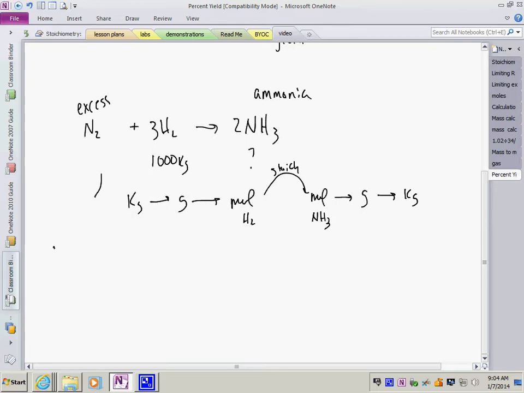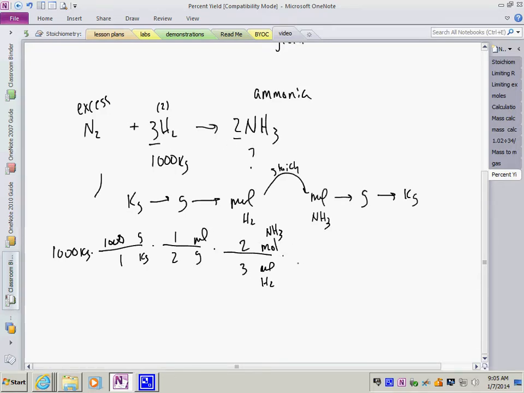So let's do the math. 1,000 kilograms, dot line, get rid of kilograms and go to grams. 1 kilogram is equal to 1,000 grams. Get rid of the grams and go to moles. This is the molar mass, gram to mole, weight to particle ratio. For hydrogen, that is 2 grams to 1 mole. Then I'm going to use my stoich ratio, moles to moles, moles of H2 to moles of NH3. It's a 3:2 ratio, using the coefficients.